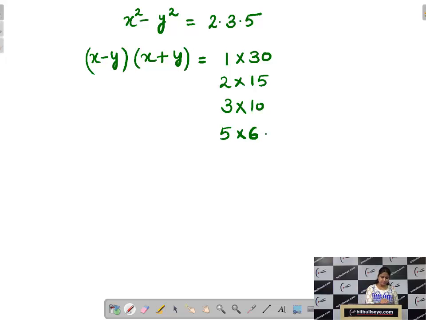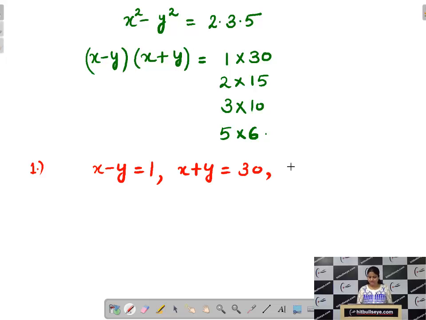Now, if we try to solve it, see, I am taking the very first representation. Let us take x minus y as 1, x plus y as 30. If we solve that, we will get x as 31 by 2, which is not an integer.